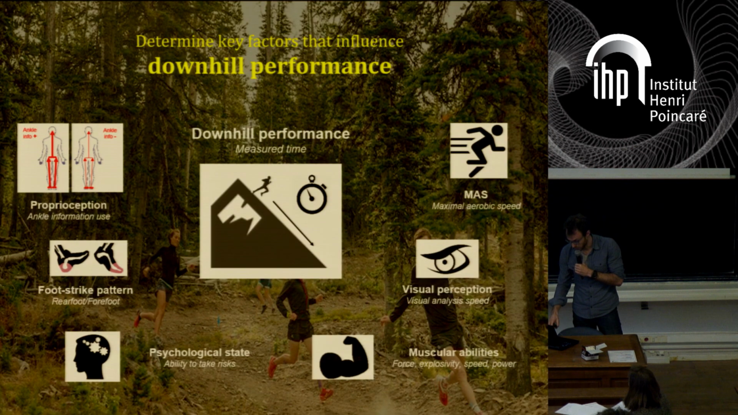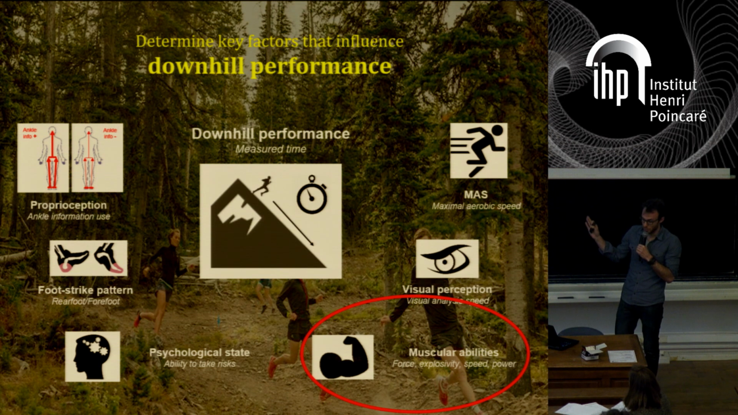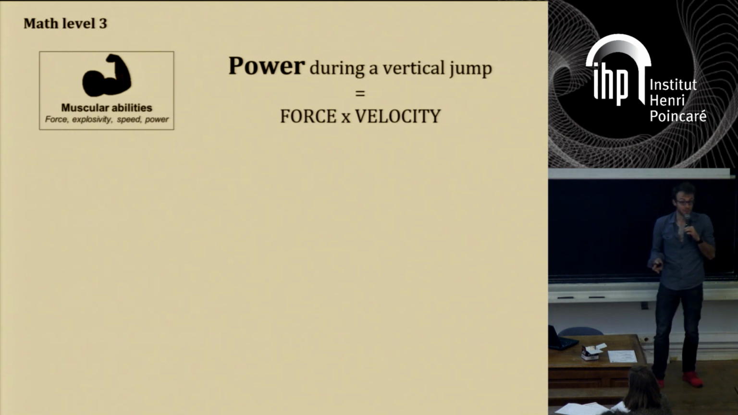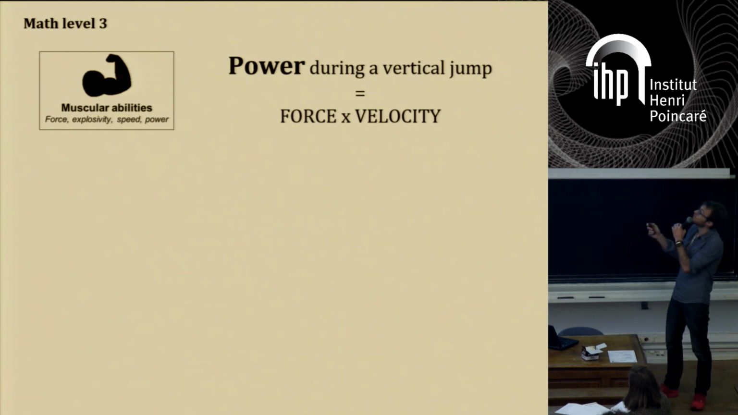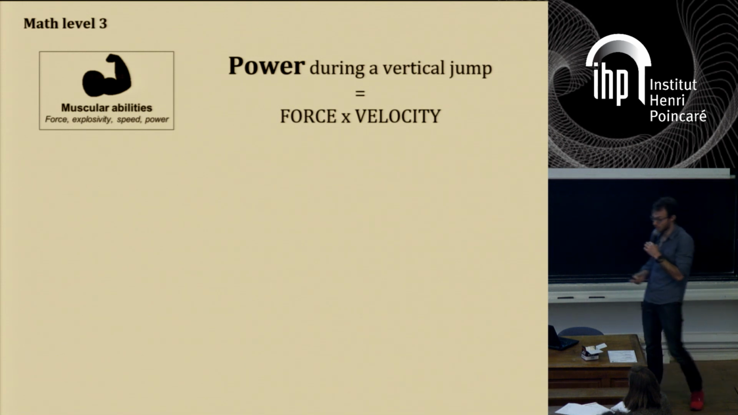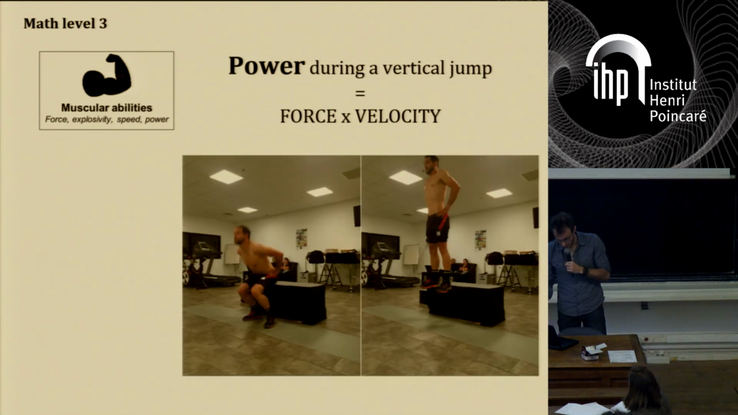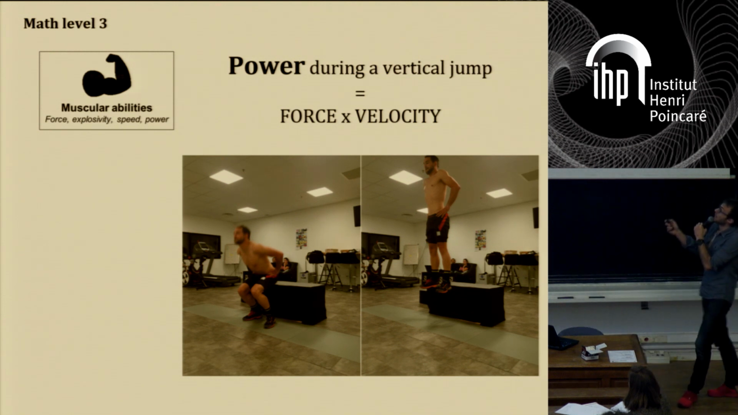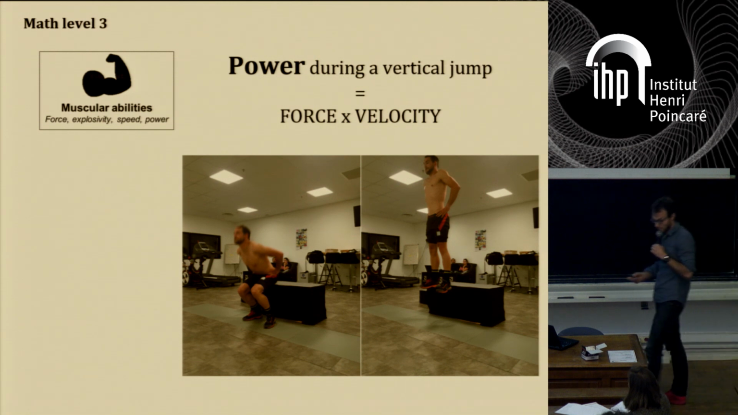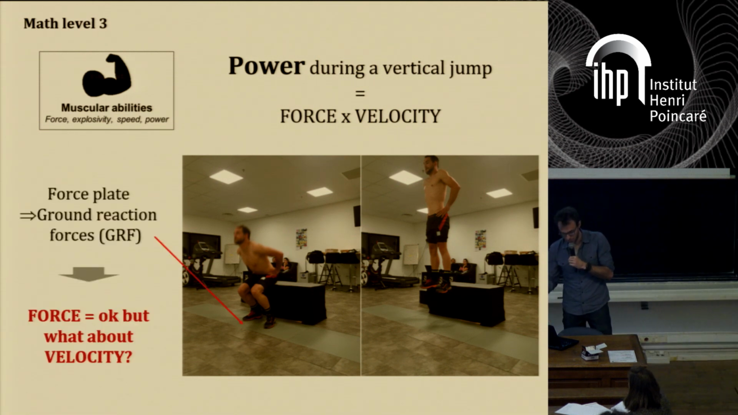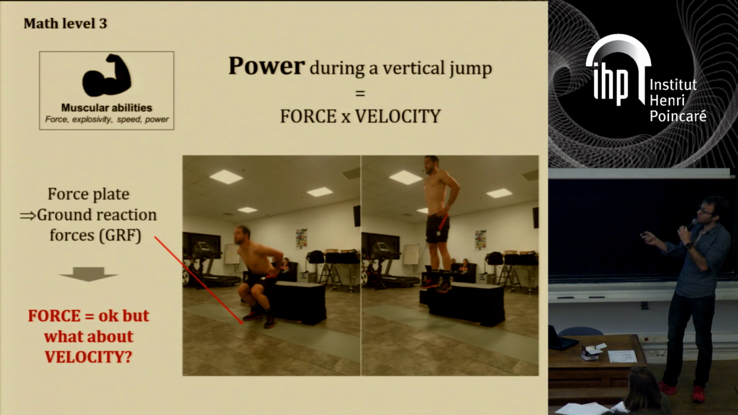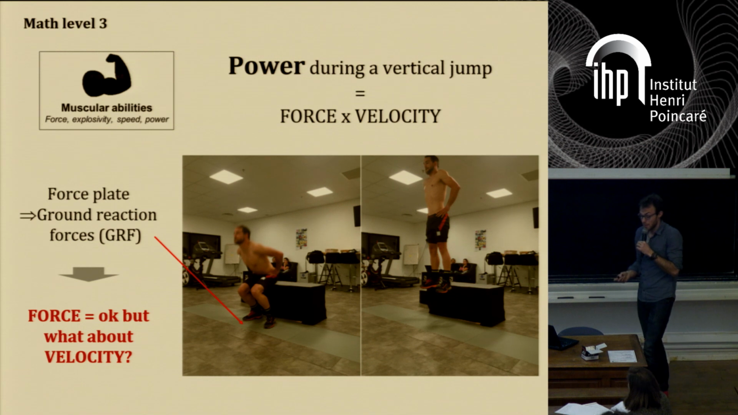Third example I wanted to show you is the muscular abilities. Here we wanted to calculate a power during a vertical jump. It's no big news that power equals force times velocity. We asked the runners to jump on a force platform over there, as high as possible. Since they jumped on the force platform, we had basically the ground reaction force.